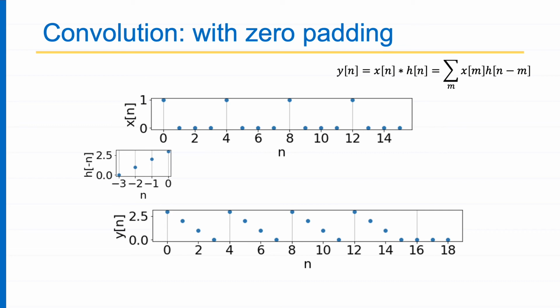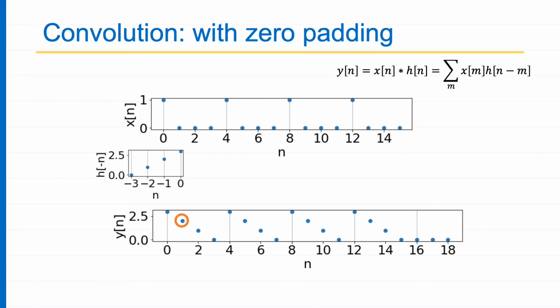Now go to the next, y of 1. What happens at y of 1? My formula will become the summation of x of m h of 1 minus m. Which means my h of minus n will be shifted slightly. It is shifted so that you can see x of 0 multiplies with h of 1 and x of 1 multiplies with h of 0. If I take an element wise product and sum over all the entries, I get y of 1, which is marked with the orange circle.